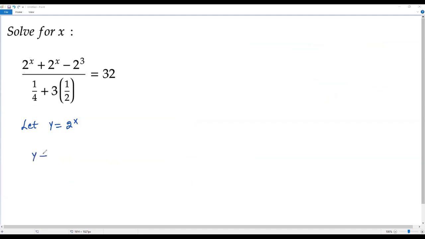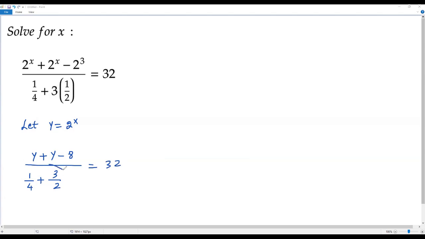So then we get y positive y negative, and the evaluation of this 2 to the third power is just 8 over 1 over 4 positive. So here 3 and a fraction 1 over 2 are multiplied. Whenever a fraction and an integer are multiplied, usually we multiply the value by the numerator of the fraction. So 3 times 1 is 3, then we get 3 over 2 equals 32.